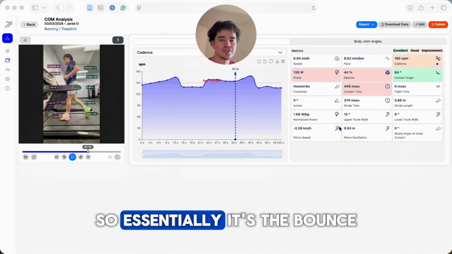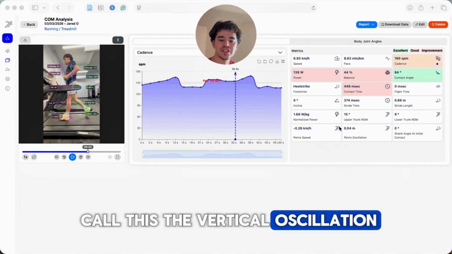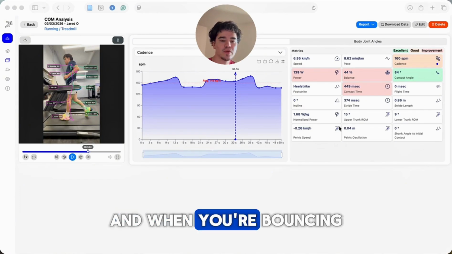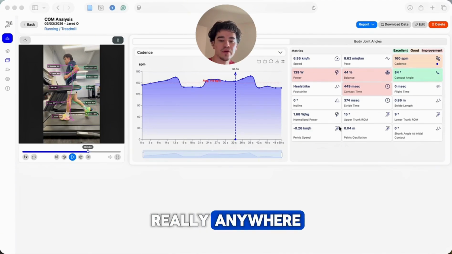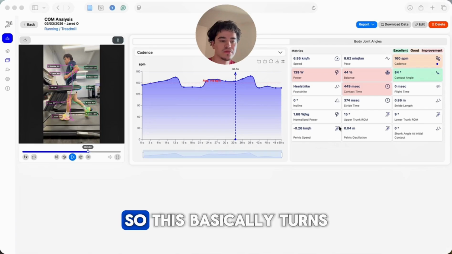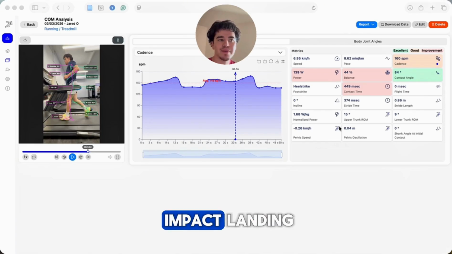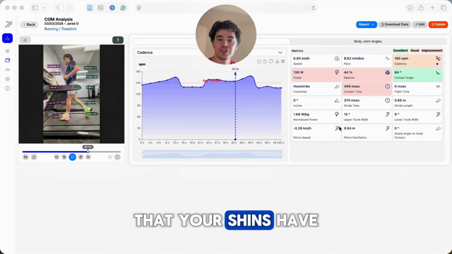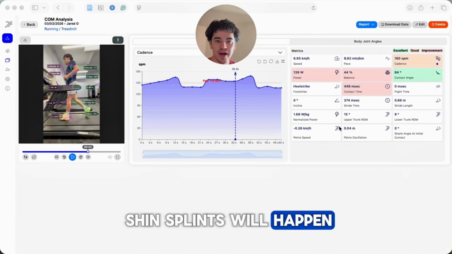So essentially it's the bounce. In biomechanics, we call this the vertical oscillation. And when you're bouncing too much, treadmill, outside, really anywhere, you're wasting energy moving up and down instead of forward. So this basically turns every step into a high impact landing that your shins have to deal with. So keep doing this, shin splints will happen.